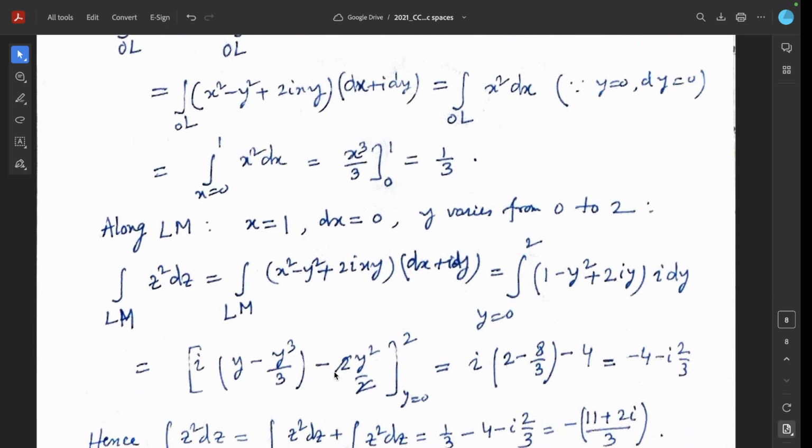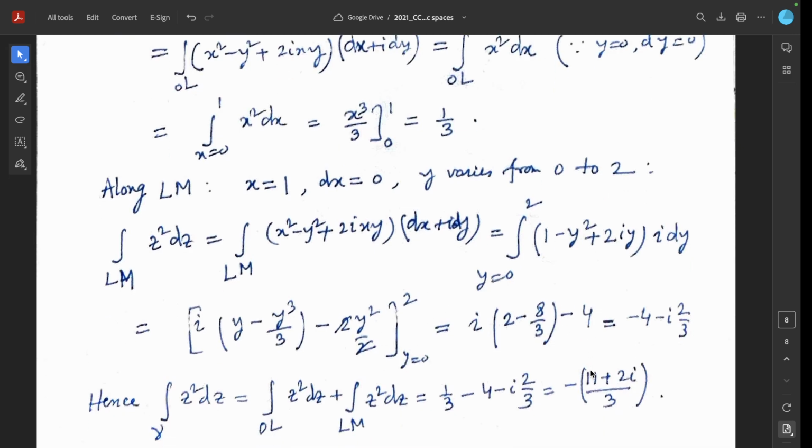After simplifying, i into (y minus y cube by 3) after integration, minus 2 into y square by 2, i into (i square minus 1), y equal to 0 to 2, so we get minus 4 minus i into 2 by 3. So the total integration is the integration over OL plus the integration over LM, that is 1 by 3 minus 4 minus i into 2 by 3. So we get minus (11 plus 2i) by 3.